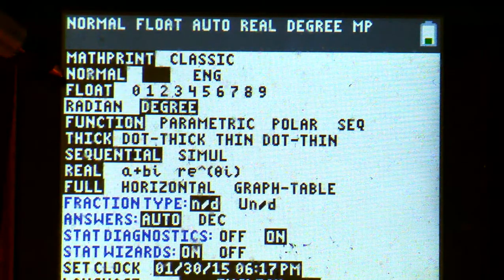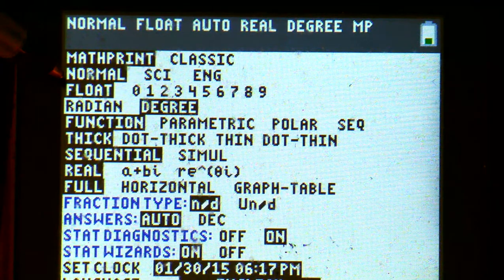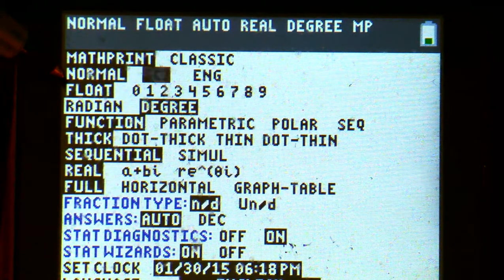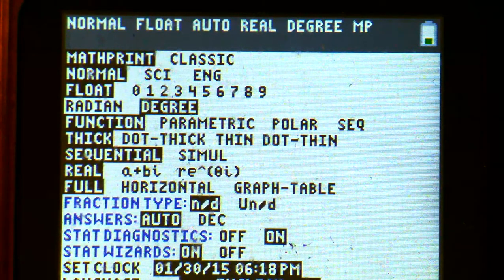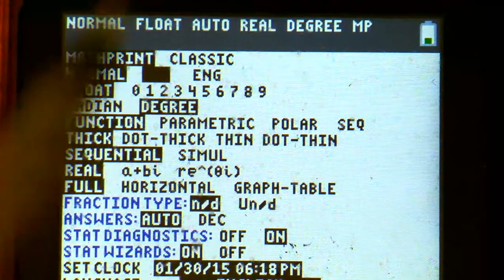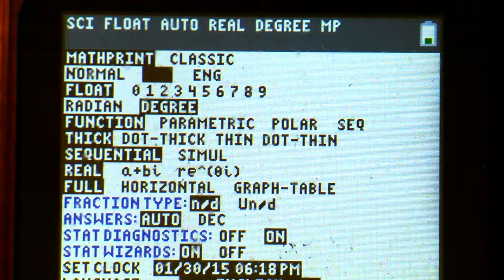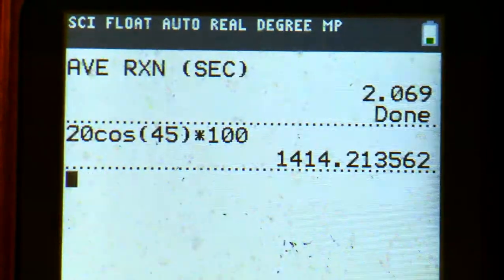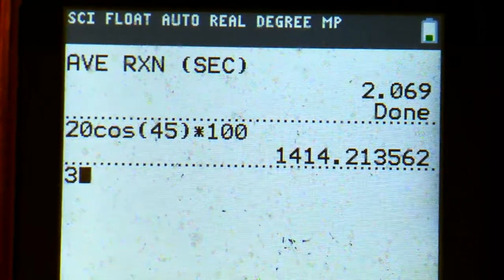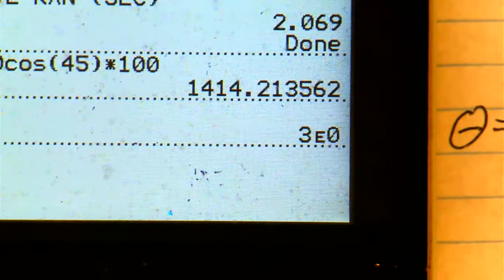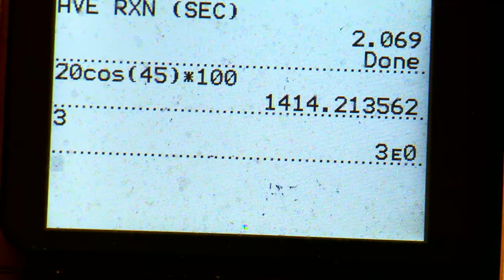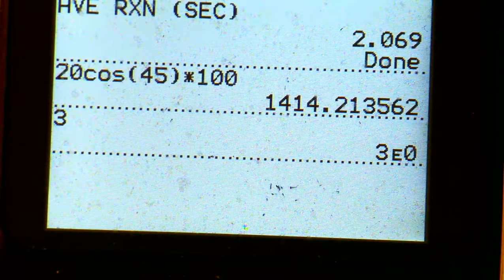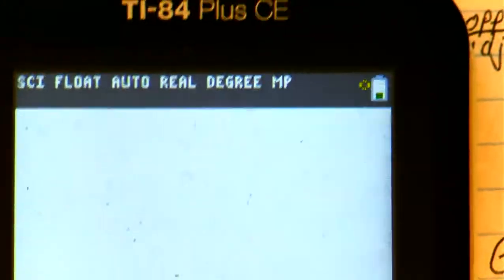Sci is short for scientific notation, meaning always display the numbers in scientific notation. So instead of displaying the number 3, it would display it as 3 times 10 to the 0 power. Let me see if I can give you an example. So I'm going to select that, quit this, and say, what is the number 3? And it will say, oh, that is 3 times 10 to the 0 power. If I had it in normal, it would have just said 3. Okay, so that's what Sci means.